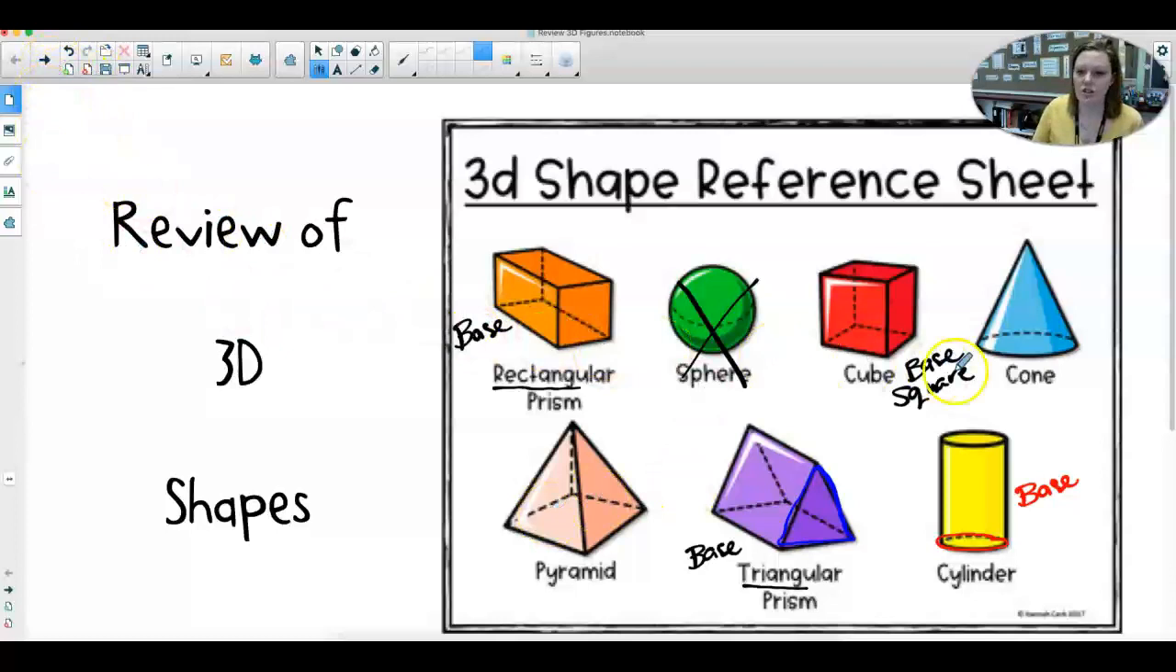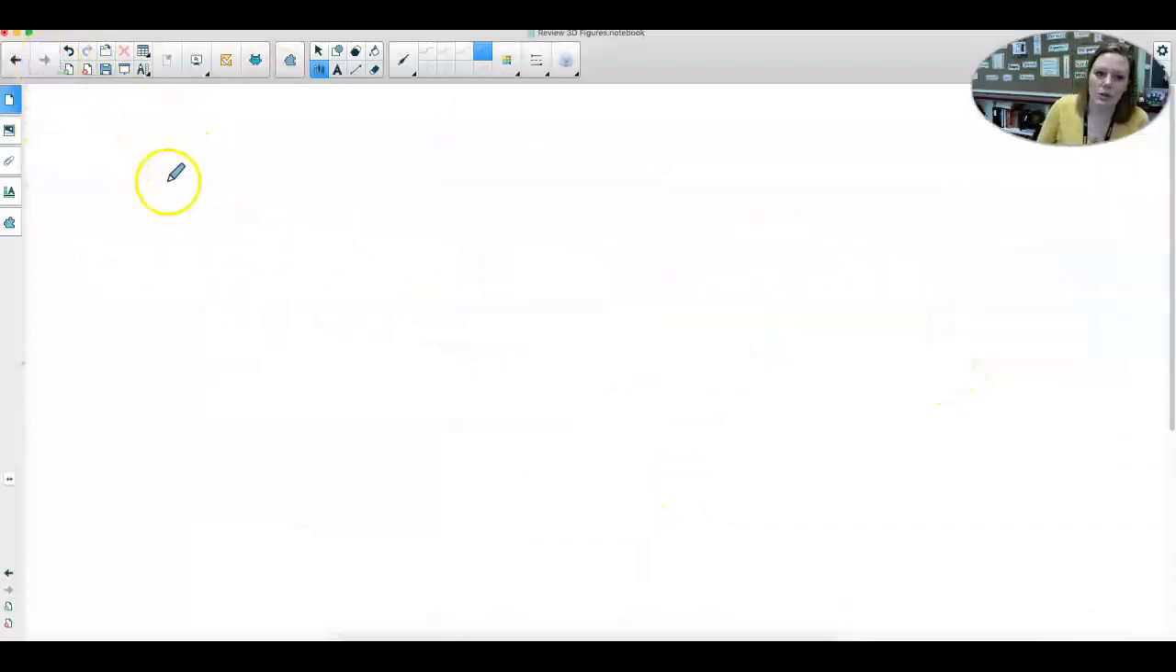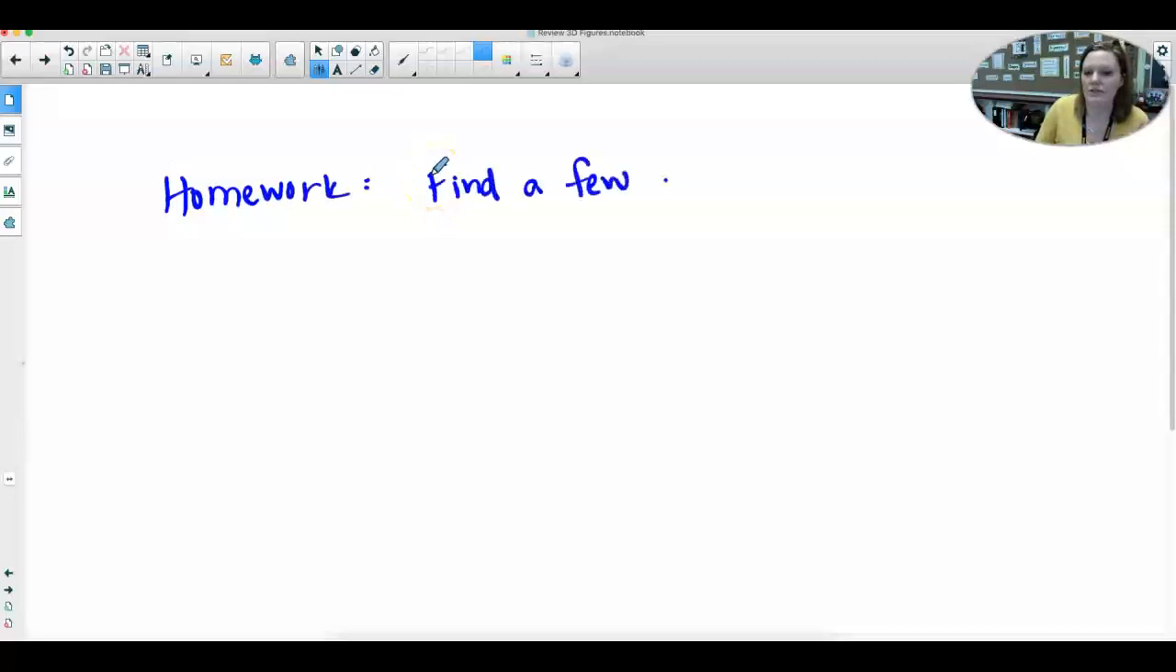So just reviewing those shapes real quickly, the only thing I want you to do for homework tonight or today is to find a few different 3D objects in your home.